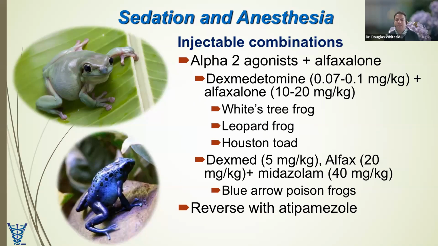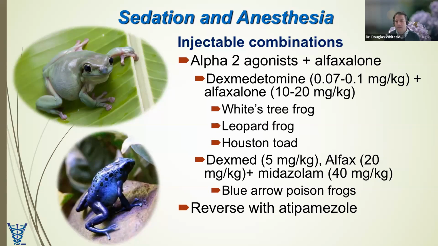So what holds more promise is some of the injectable combinations. One of the nice things about injectable combinations is that we're getting better at using combinations that have at least some partial reversibility. One that has been studied a bit more in the last few years combines an alpha-2 agonist plus alfaxalone. The most common one that's used is dexmedetomidine with alfaxalone.